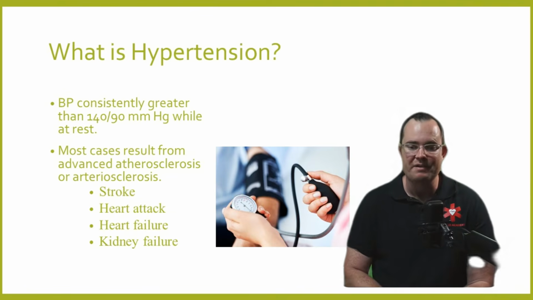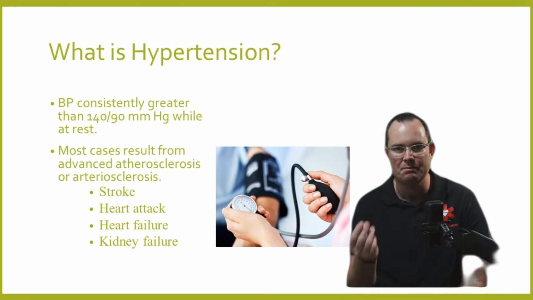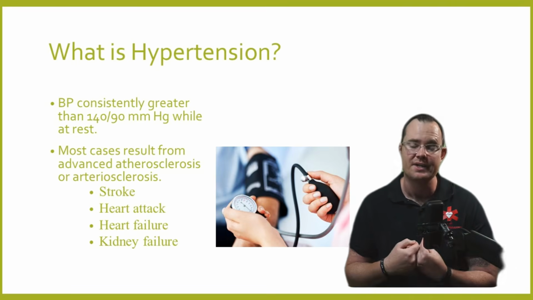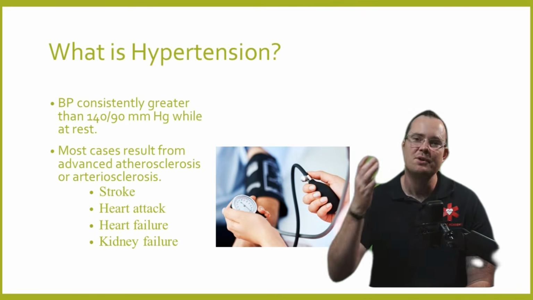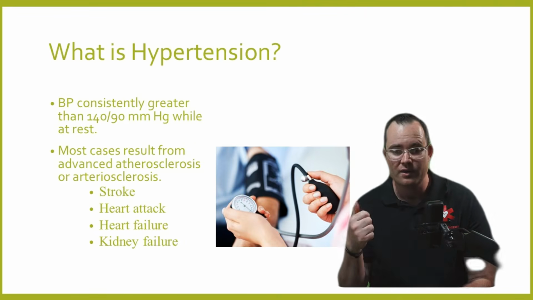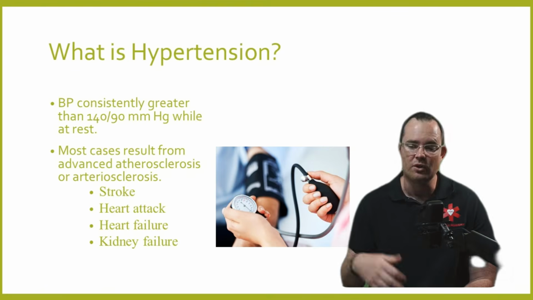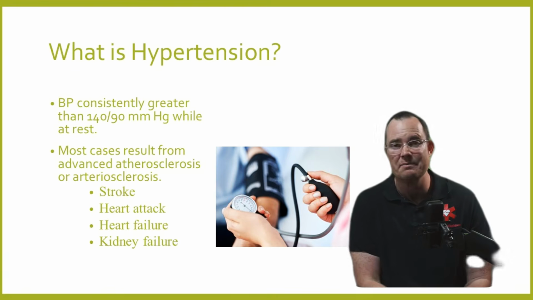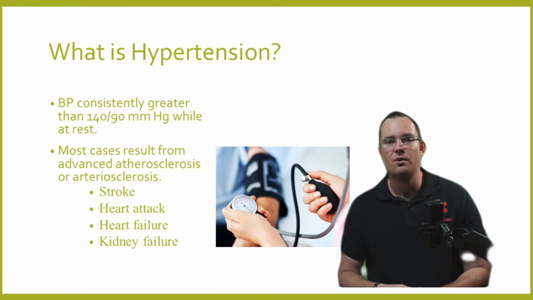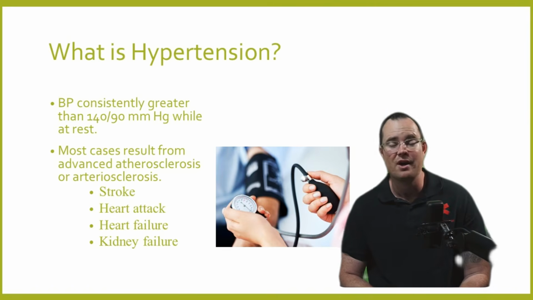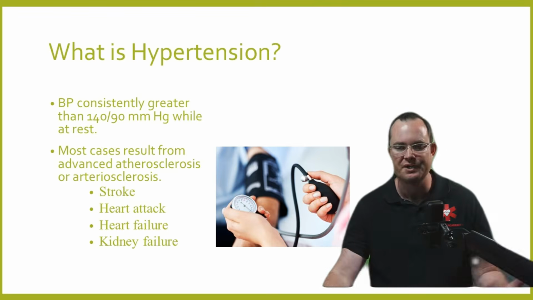Most cases result from advanced atherosclerosis or arteriosclerosis, right? When we actually have a plaque buildup inside of the arteries. Having hypertension or prolonged hypertension puts you at a greater risk for strokes, heart attack, heart failure, and even kidney failure. So a lot of problems that we see, obviously, in EMS, a lot of problems that could have probably been reduced, or the patient could have fixed earlier on in their life if they would have realized that they had the hypertension and possibly treated it early.